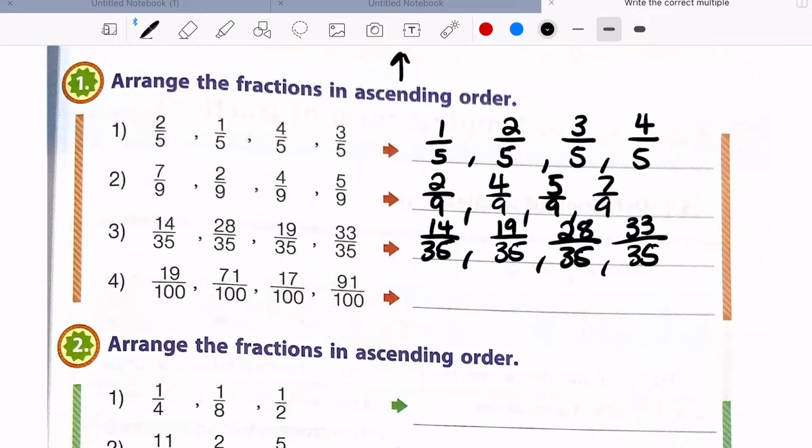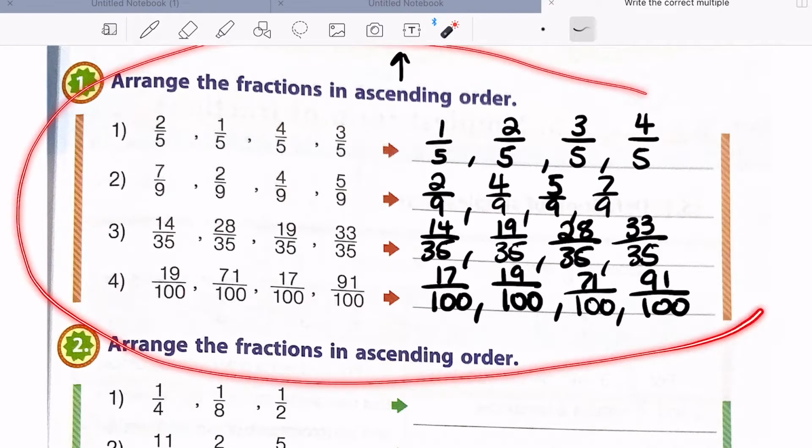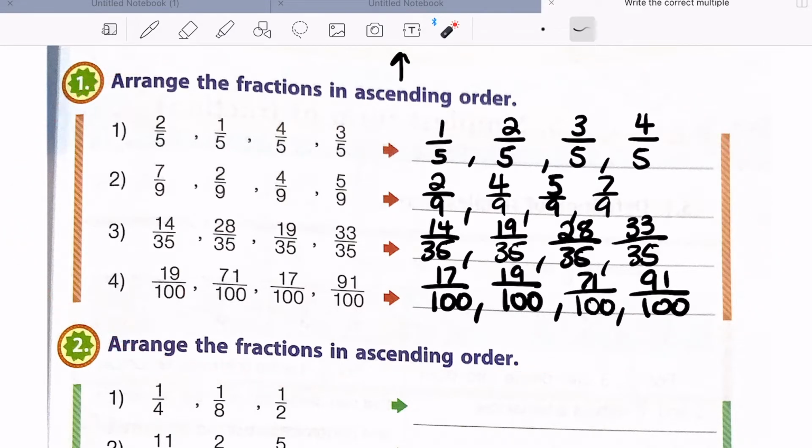17 is the smallest. So we're going to write 17/100. Then next, we're going to write 19/100. Then next, 71/100. And the last one, 91/100. So now we know these are all the same denominator. So that was easy, right? Because these are all the same denominator, we just look at the numerator to put them in order.